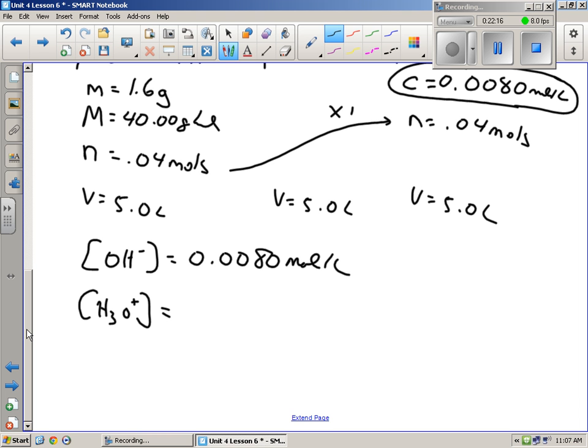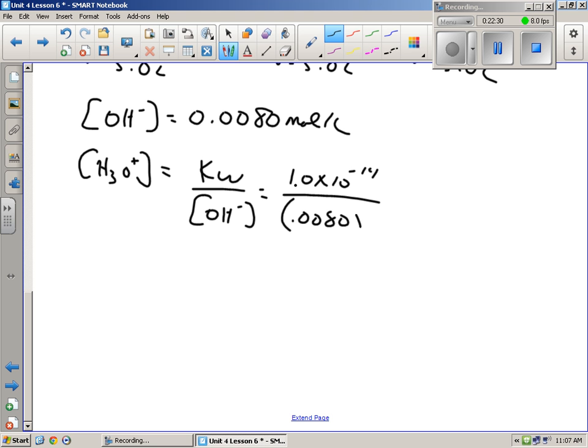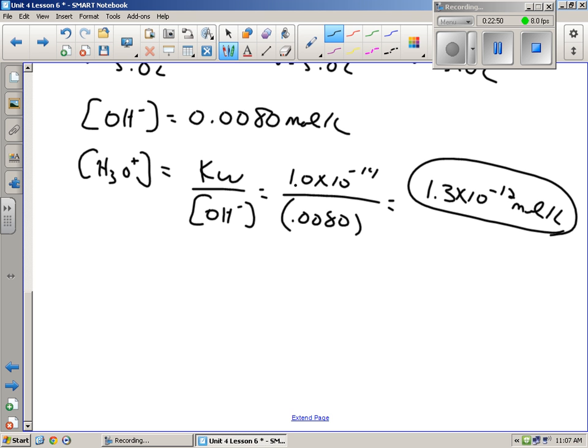Well, I'm going to take, once again, my Kw expression. So Kw over the hydroxide ion concentration should do that for me. 1 times 10 to the negative 14 over 0.0080. And doing that, all said and done here, well, it's 1.25, but significant digit-wise, we're going to go with 1.3 times 10 to the negative 12 moles per liter. That would be your hydroxide, or sorry, your hydronium ion concentration. So really the only thing different from last year was we introduced this Kw as far as that goes. Okay?